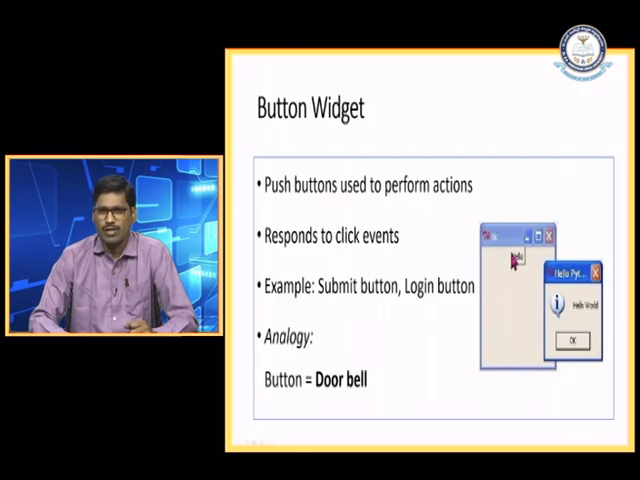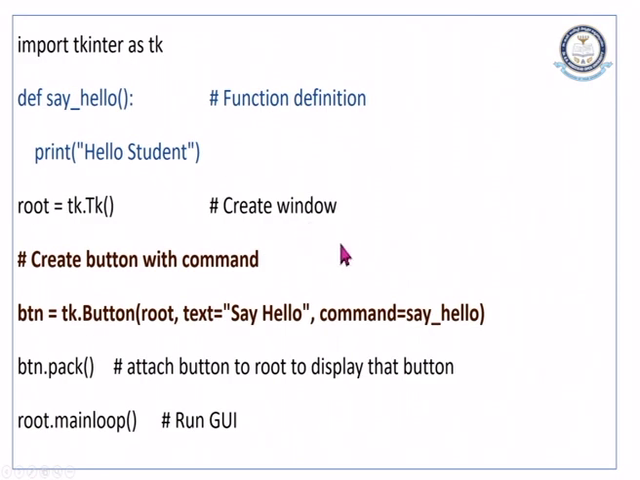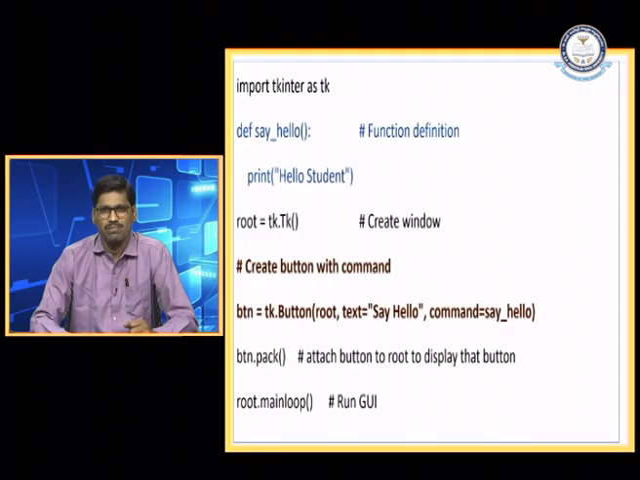Here we have two buttons, hello button and OK button. All these are buttons. Now that is the theoretical part. Now come to the implementation part. How to create this button? What is the code we need to write for that?